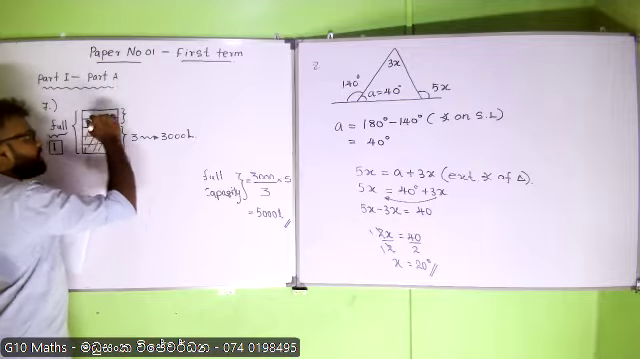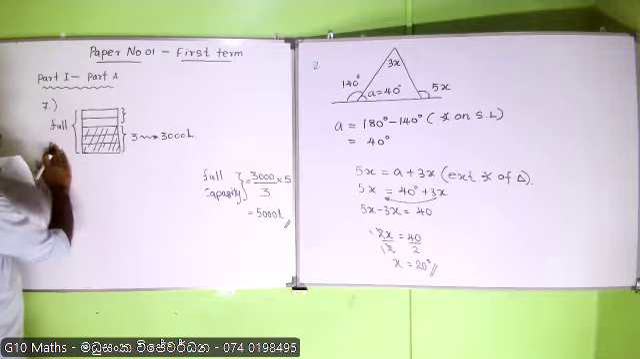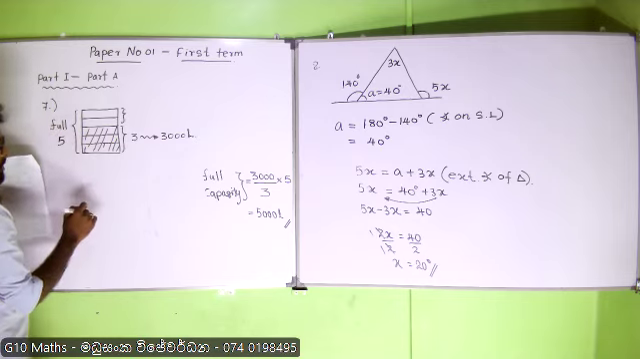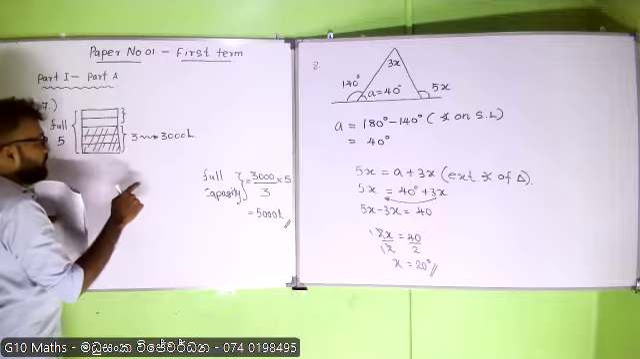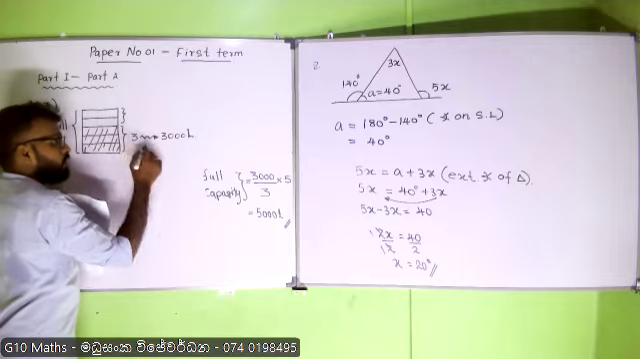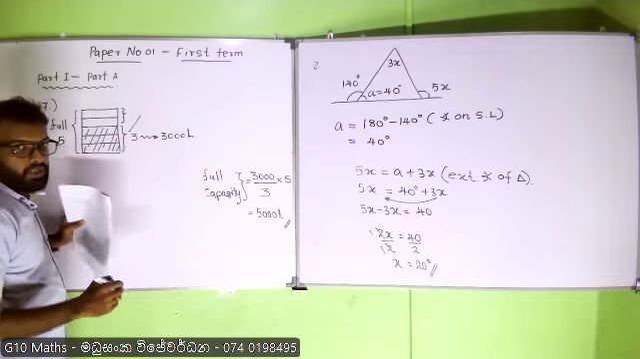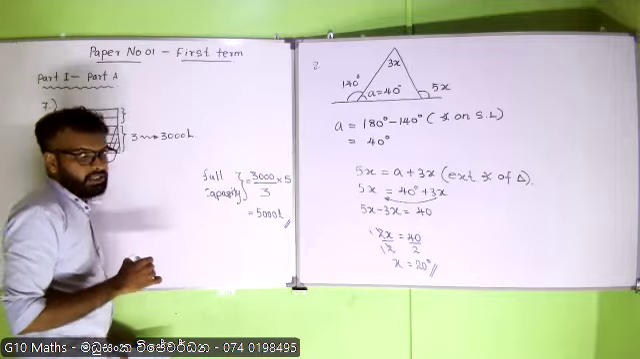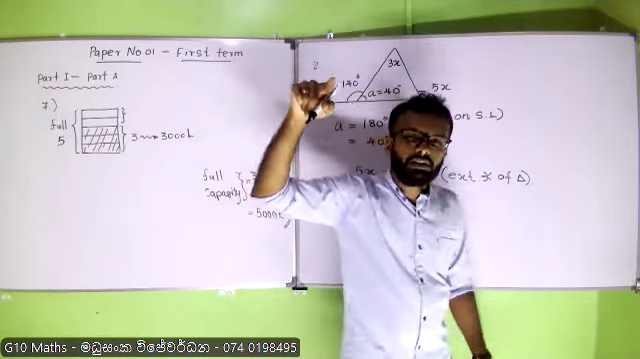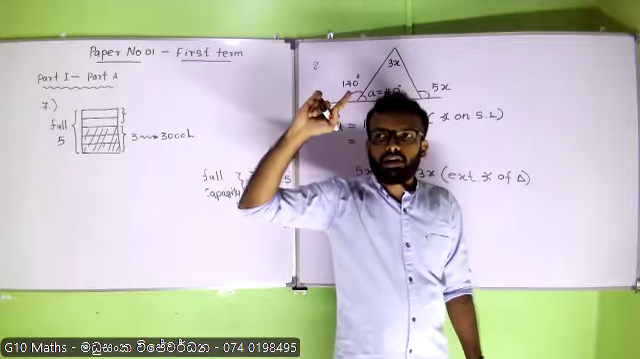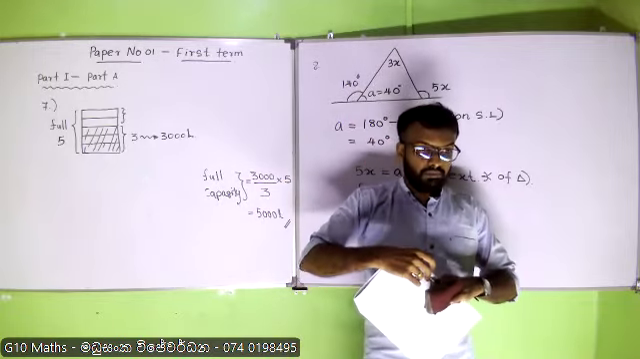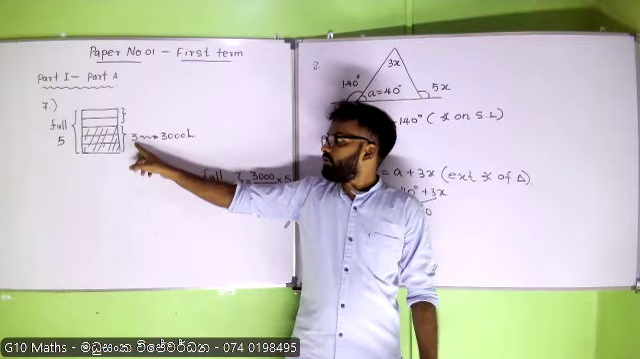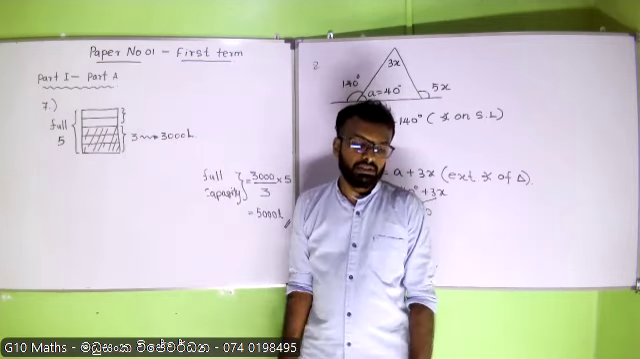Now, this full tank has been divided into 5 equal parts. Out of those 5 equal parts, 3 parts have been filled. 3 parts only filled. The capacity of the same 3 parts is 3000 liters. Now, how are we going to find the capacity of one part? If 3 parts capacity is equal to 3000 liters.